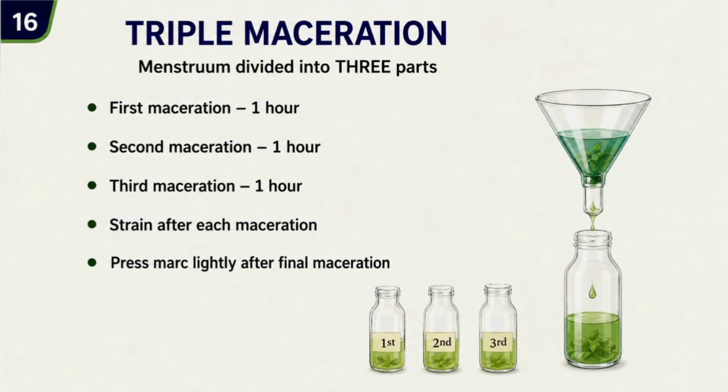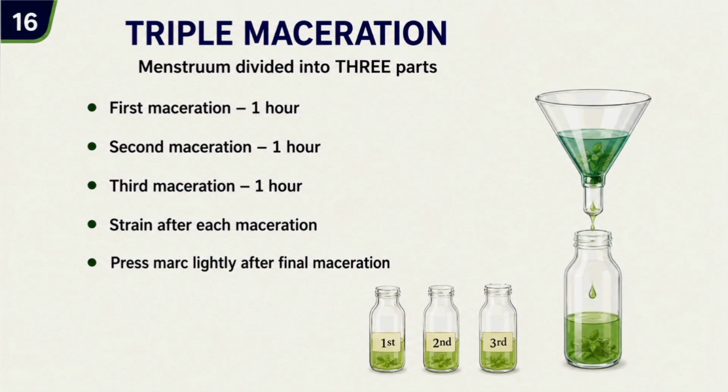Triple maceration. Triple maceration divides the menstruum into three parts. First maceration is 1 hour, second maceration is 1 hour, and third maceration is also 1 hour. After each maceration, strain the liquid. After the final maceration, the marc may be lightly pressed. So why three extractions?